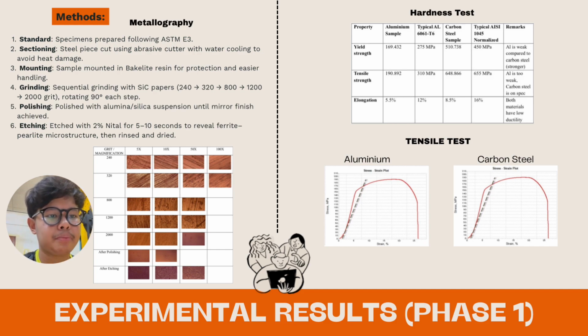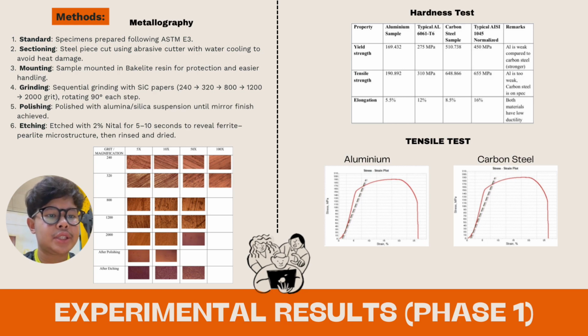For the carbon steel sample, the yield strength is 510.738, the tensile strength is 648.866 and the elongation is 8.5%. And lastly, the typical AISI 1045 normalized.